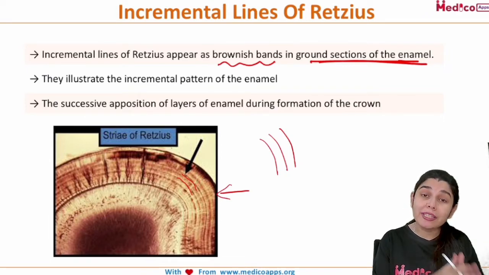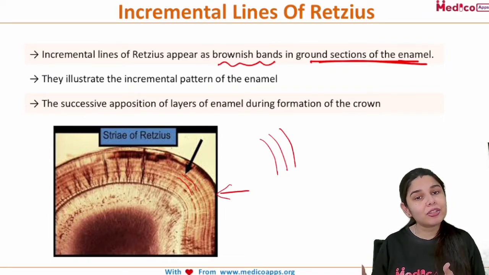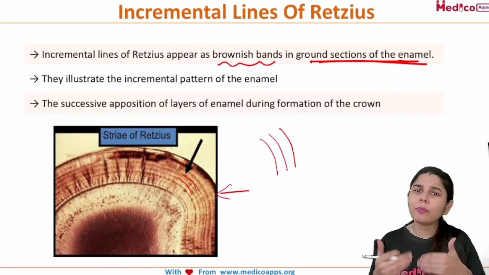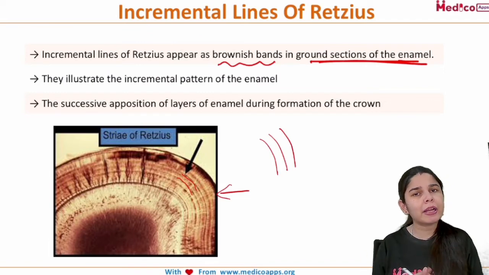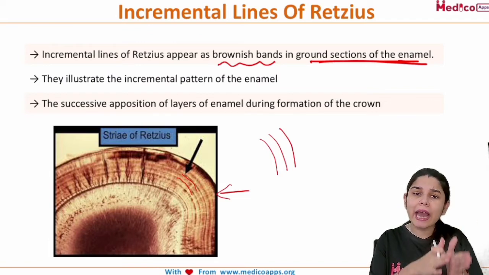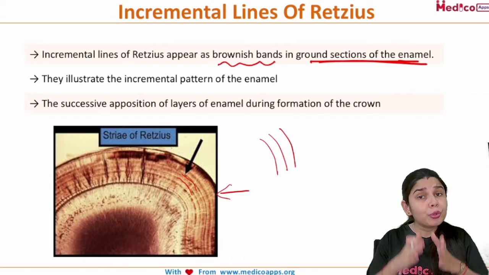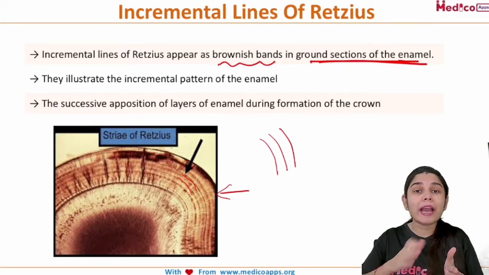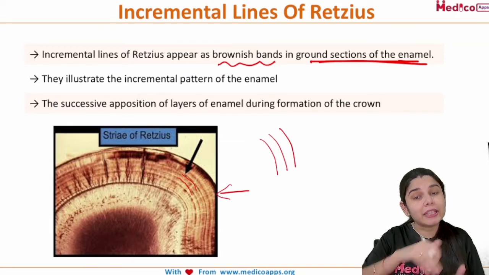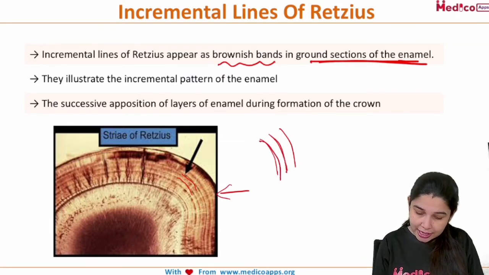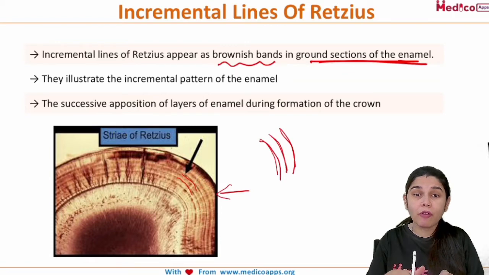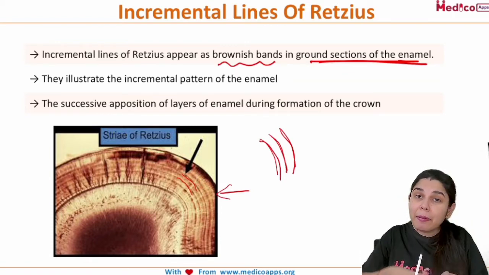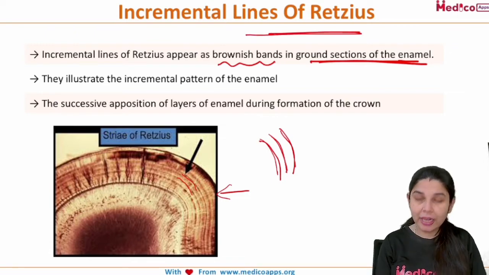Now, what is the significance? These are incremental patterns of the enamel. What do you mean by incremental patterns? Whenever the enamel layers are laid down during the formation of the crown, they are laid down in an incremental pattern. And that pattern is known as the incremental lines of Retzius.